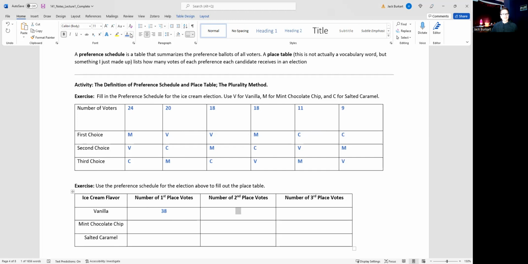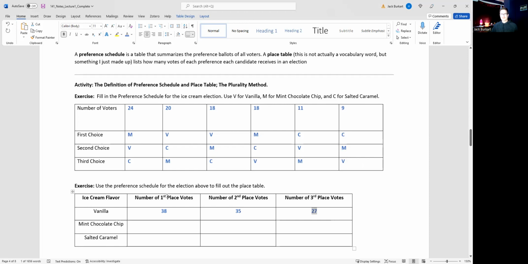So I believe that's going to give me a total of 35 second place votes. And then you just go to the third row. So it's nice and relaxing once we get into a groove. 18 people voted vanilla third place here, and then 9 people voted vanilla third place right here. And so that gives us a total of 27 right there.